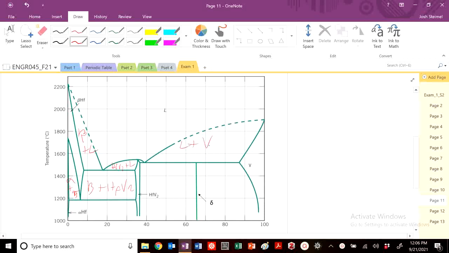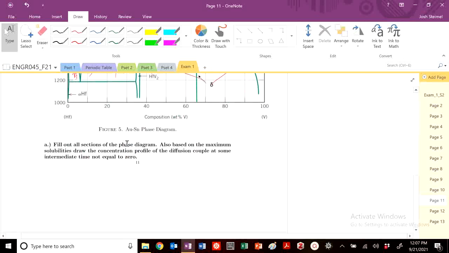This is going to be liquid plus V. This is going to be this plus this delta phase. This is going to be this plus this delta phase. And then this little guy right here is going to be this phase plus liquid. So, I filled out all the stages.